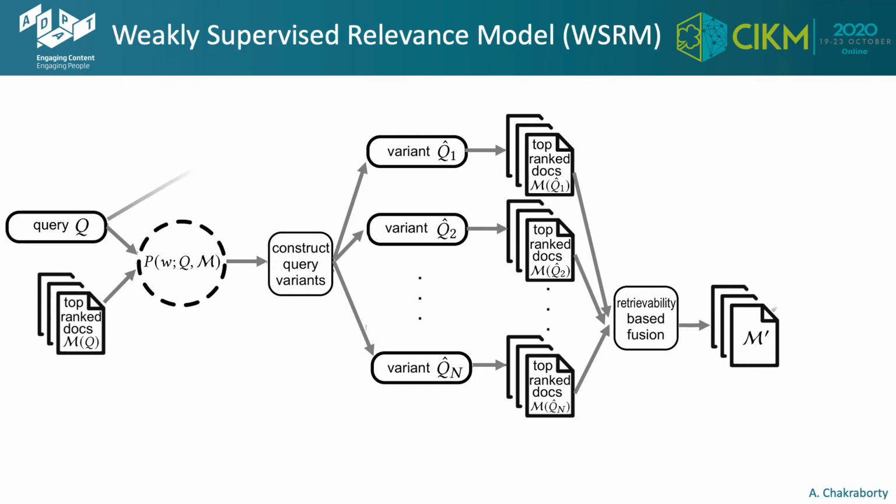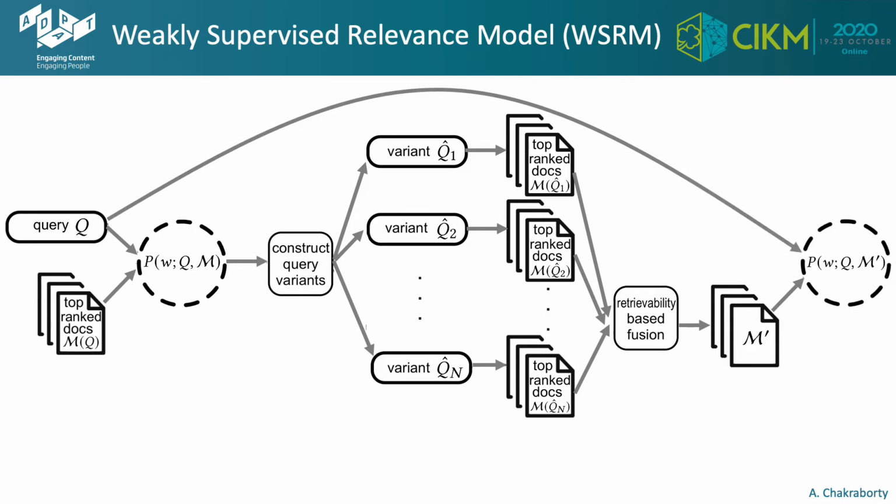We employ a relevance model on the top M documents from this set. We call our model the weakly supervised relevance model, WSRM, because the retrieval position likelihoods captured with the aggregated retrievability scores act as weak supervision signals for estimating document relevance.